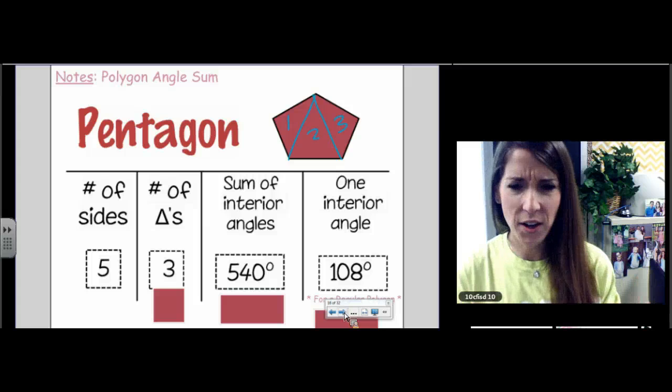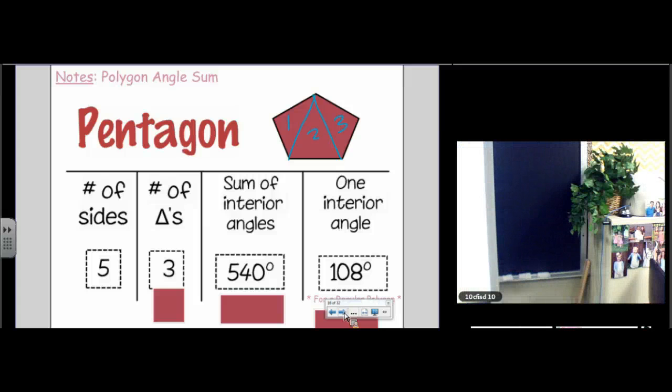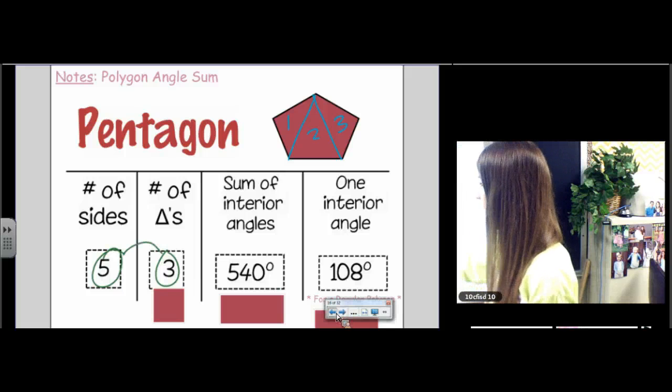Do you notice a pattern between this number and this number every time? 5 to 3, 4 to 2.